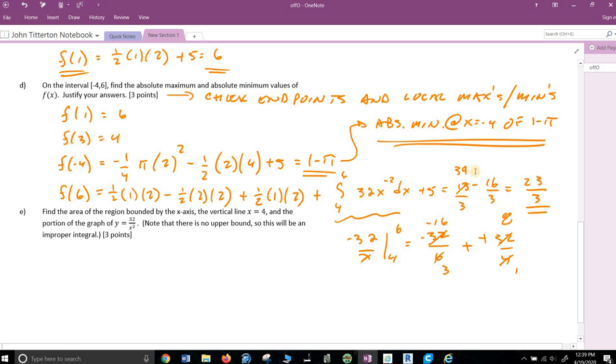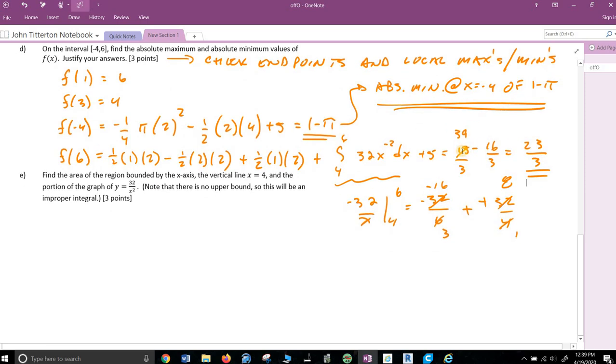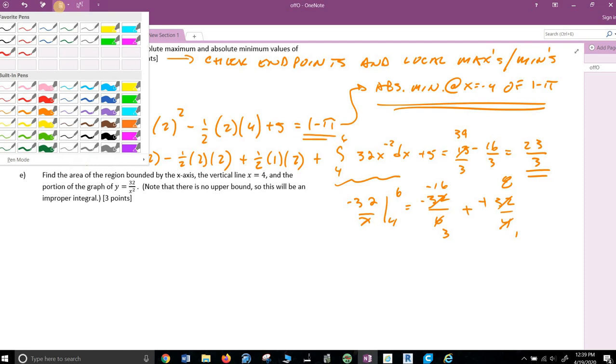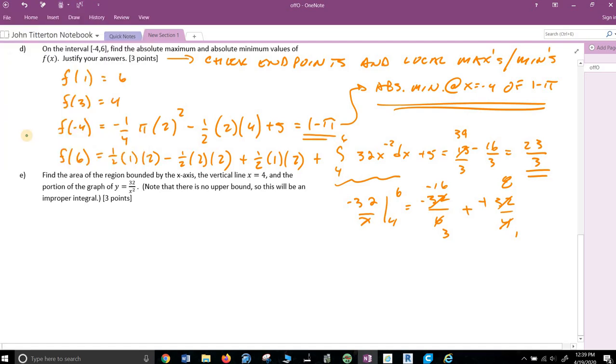All right. And now I'm feeling a little worn out, a little tired, wow, this is taking forever. Yeah, it's a tough problem. Now it says find the area from 4 on. So the integral from 4 to infinity of 32 over x squared dx.